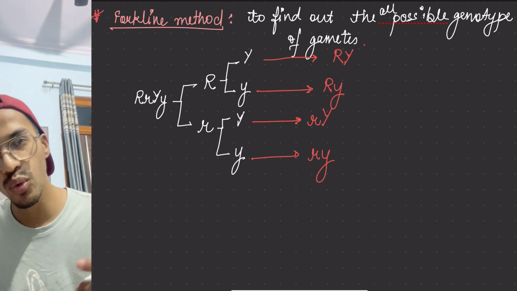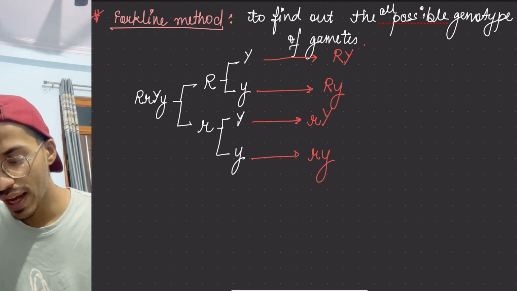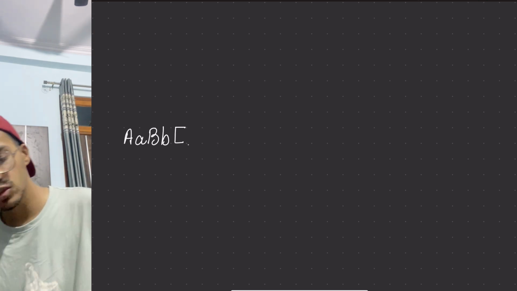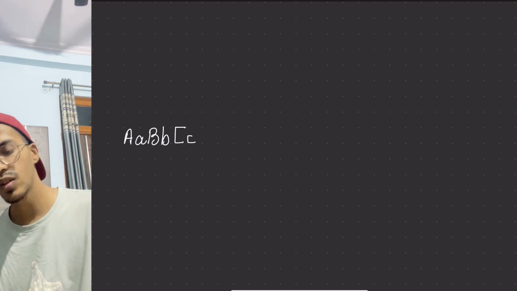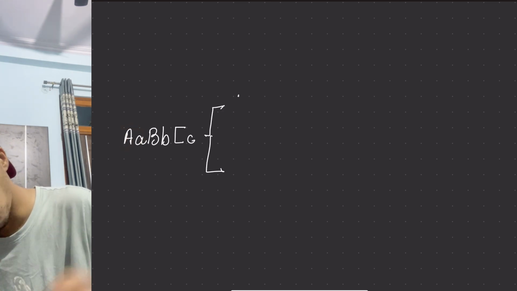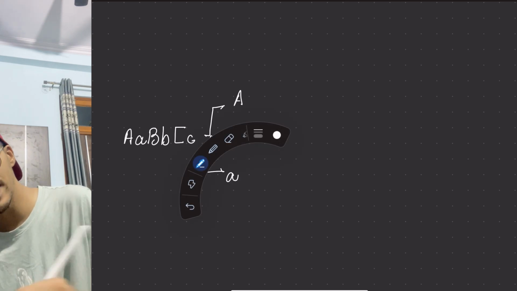Let's just do one more and then we wind up. Another one is your tri-hybrid cross. So this is AA, BB and CC. Let's make the C a little different so that it's not confusing. So the first option is what? Then I will divide this into capital A, small a.